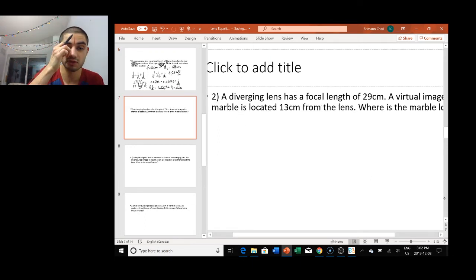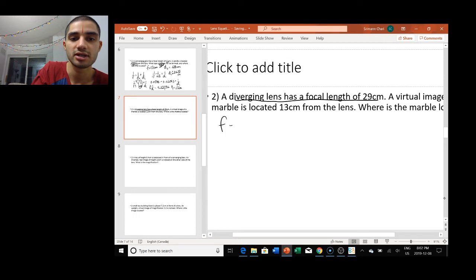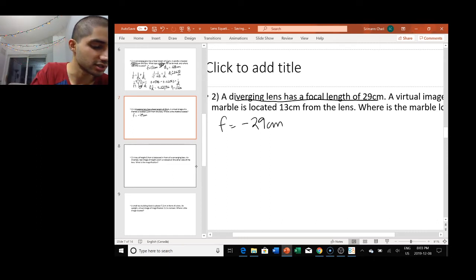Another question will be something like this. A diverging lens has a focal length of 29 centimeters. So here, important, diverging lens. So my focal length is negative 29 centimeters. Most probably I'll be asking you one of these questions.